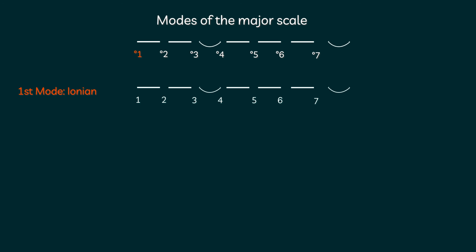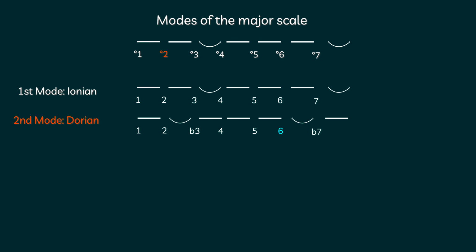If I move the tonic to the second note of a scale, now my new sequence of whole steps and half steps is whole, half, whole, whole, whole, half, whole. And if I look at the intervals that I get there, I get my tonic, major second, minor third, perfect fourth, perfect fifth, major sixth, and minor seventh. Now, this is awfully similar to the definition of a minor scale, if you look at it closely. In fact, it's literally just a minor scale with a major sixth instead of a minor sixth. This second mode is called the Dorian mode.